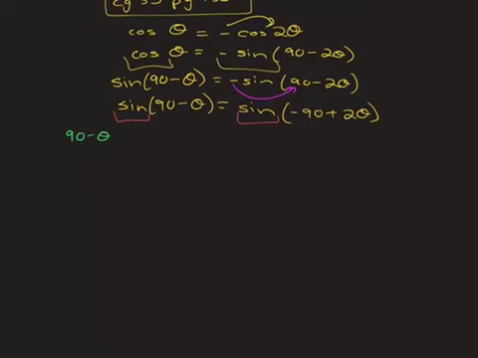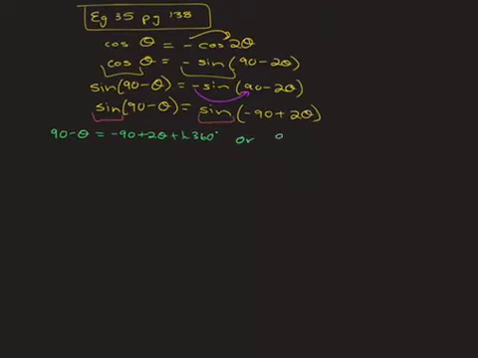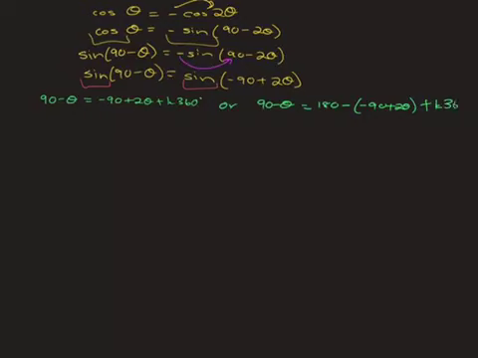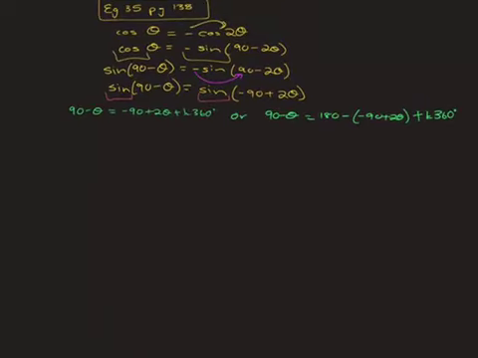So I have 90 minus theta is equal to my angle plus k 360 degrees. But don't forget, we have or my left-hand angle is equal to 180 minus my right-hand angle plus k 360 degrees. So let's deal with the left-hand equation first. I'm going to bring this 90 across and bring the 2 theta that way. So I'm going to get negative 3 theta equals negative 180 plus k 360 degrees.